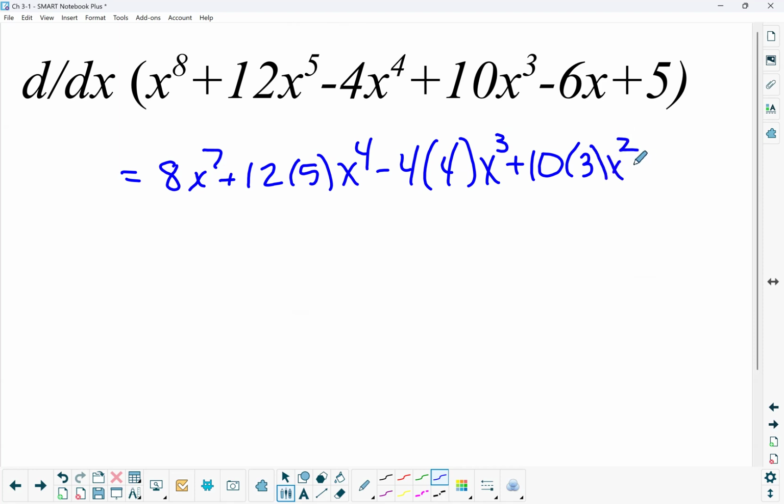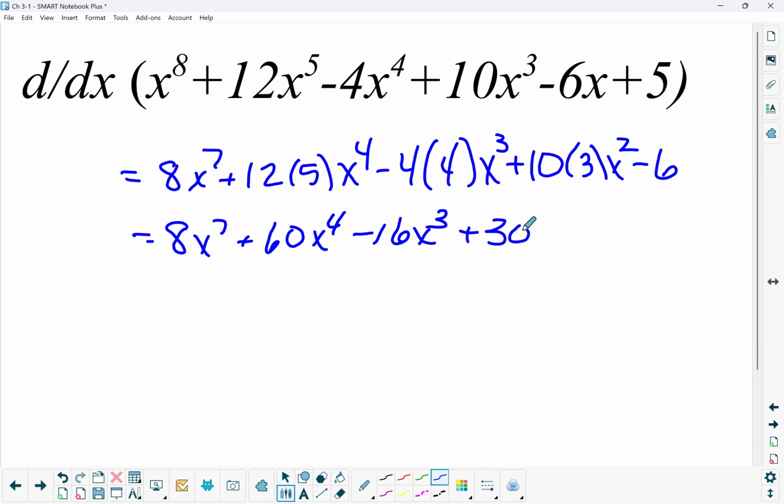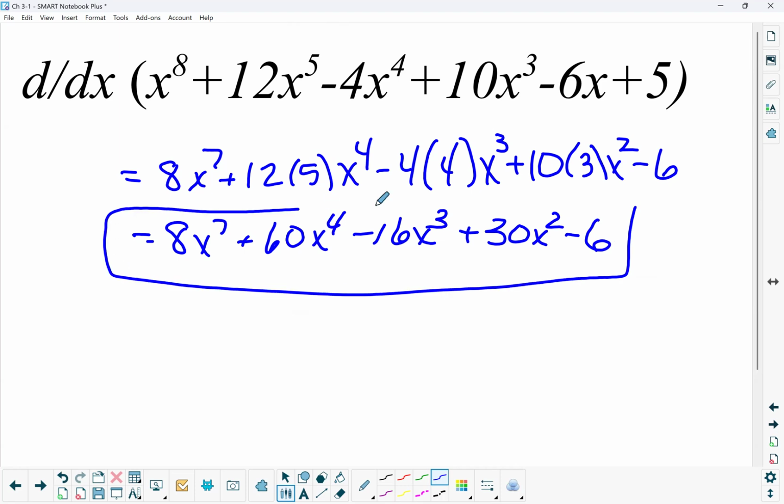squared. Ignore the 6. The derivative of x would be 1. And the derivative of the 5, that constant, is 0. Now let's simplify that expression. 8x to the seventh plus 60x to the fourth minus 16x cubed plus 30x squared minus 6. There is that derivative.